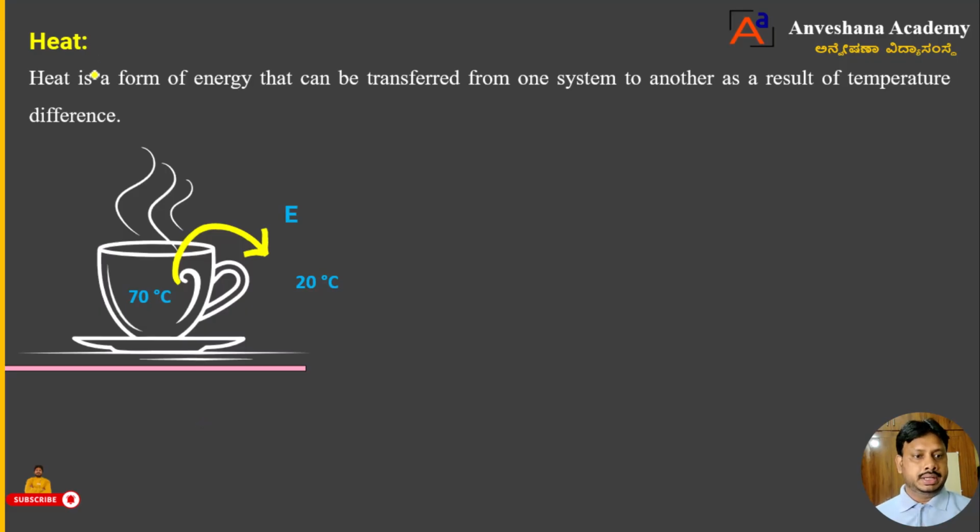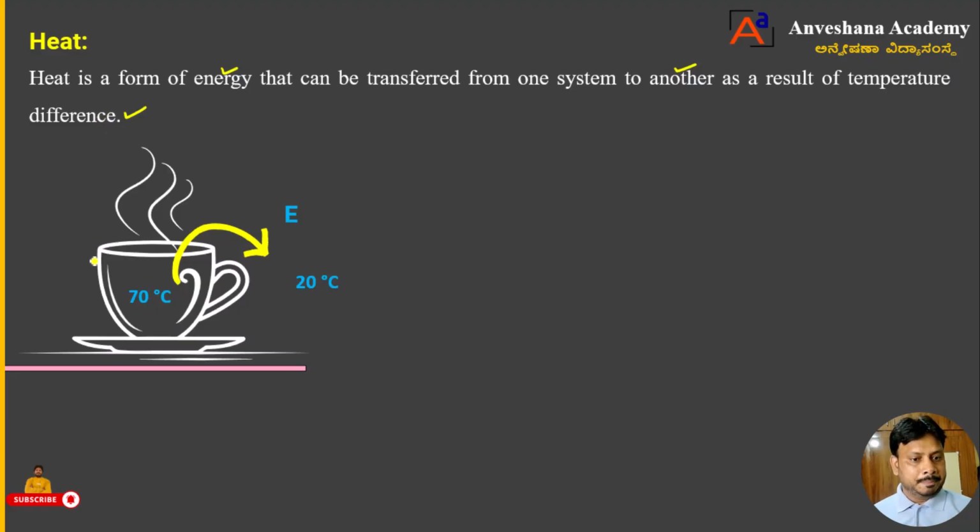What is heat actually? Heat is a form of energy that can be transferred from one system to another as a result of temperature difference. I repeat, heat is a form of energy that can be transferred from one system to another as a result of temperature difference. That is known as heat.